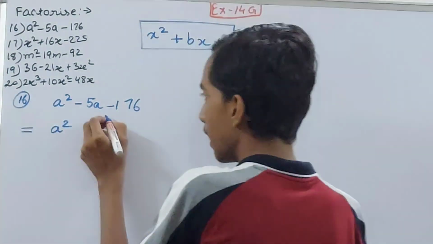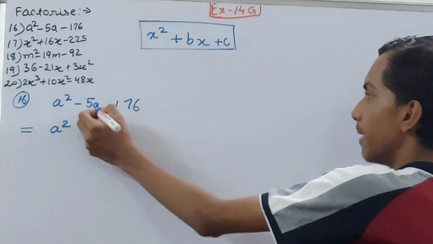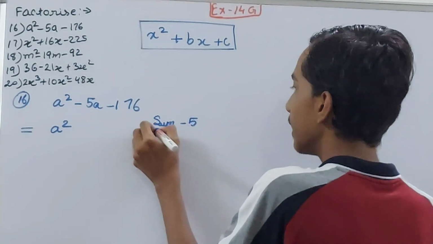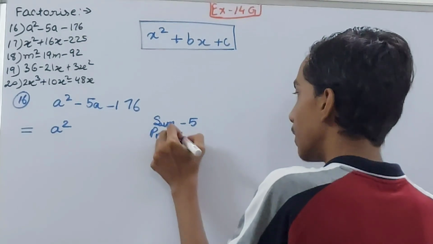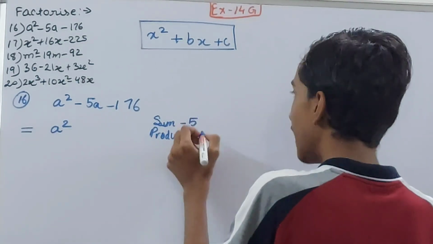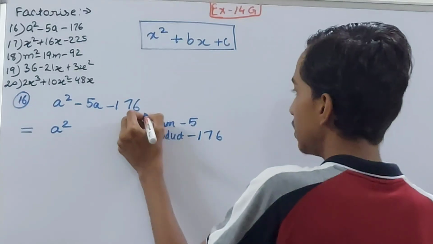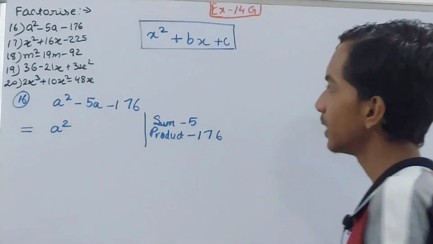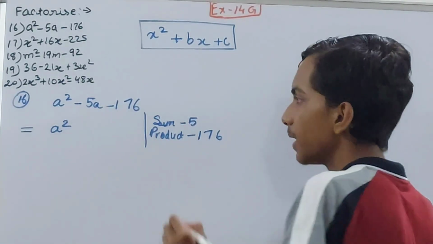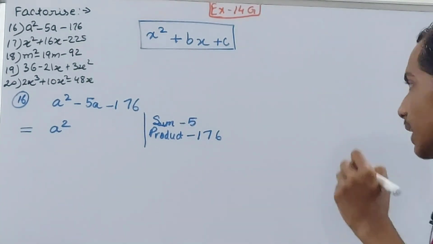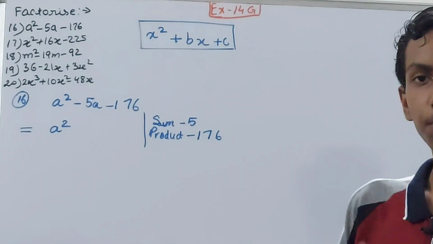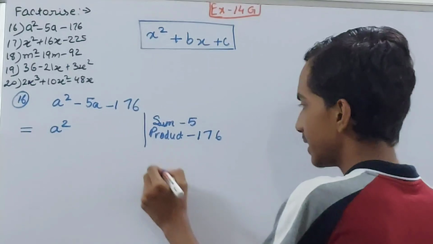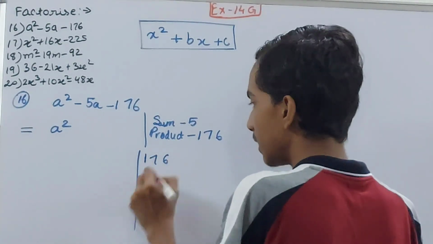So a square, and I hope you are aware, we have to split minus 5a in such a way that the sum remains minus 5 only, and the product of the two numbers that have been split, the coefficients, will be minus 176. These two conditions we have to fulfill. So a square minus 5a minus 176. What can we have here? We have to split minus 5a in such a way that the sum will be minus 5 and the product will be minus 176. Let's look at the factors of 176 directly if you cannot think of anything.